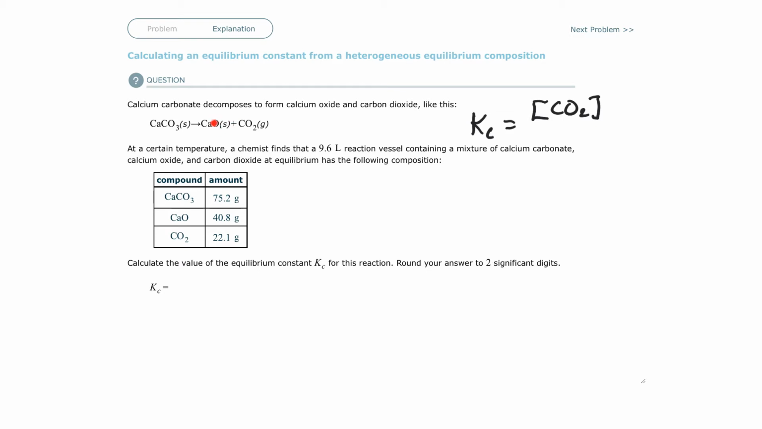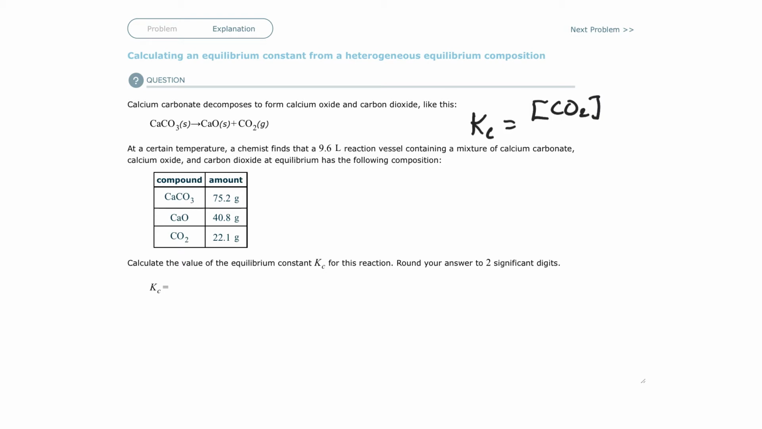This is solid, so I'm not going to put anything over here because it's a solid. It's not going to change at all. And this on the bottom is a solid, so I'm not going to divide by it at all. So anytime you have a heterogeneous composition, you're simply going to ignore all the solids and liquids and then write your expression only using the gases. And in this case, that's all I've got. I want the concentration of carbon dioxide gas, and my constant is based upon that concentration. Well, great. If they give you the concentration, you're done.